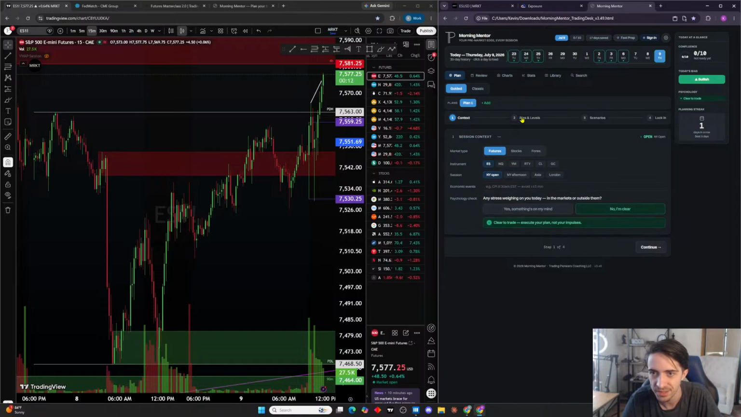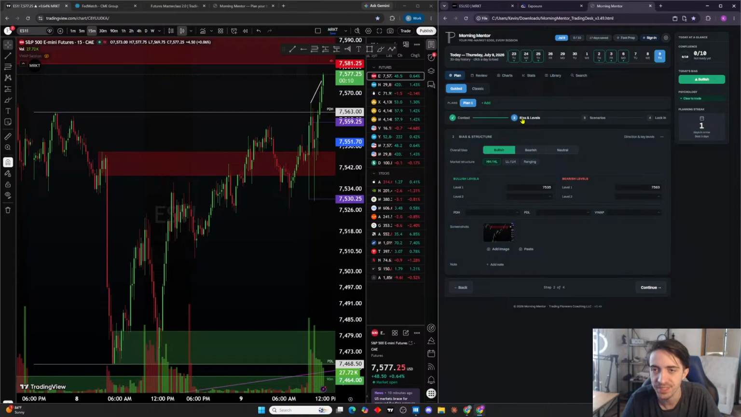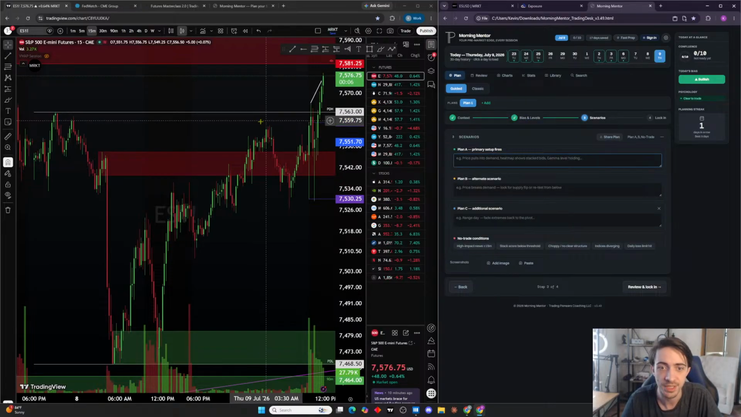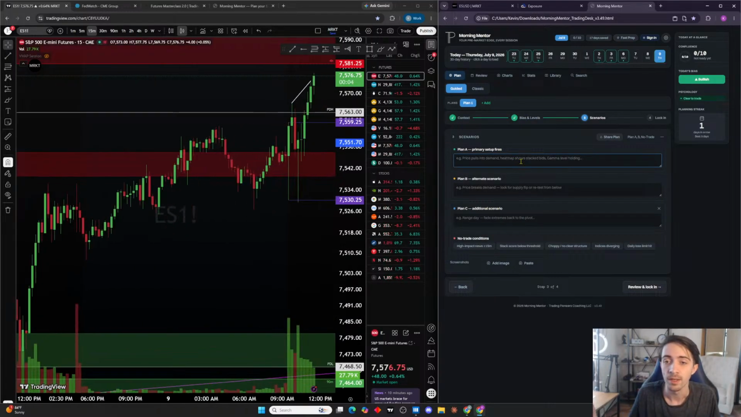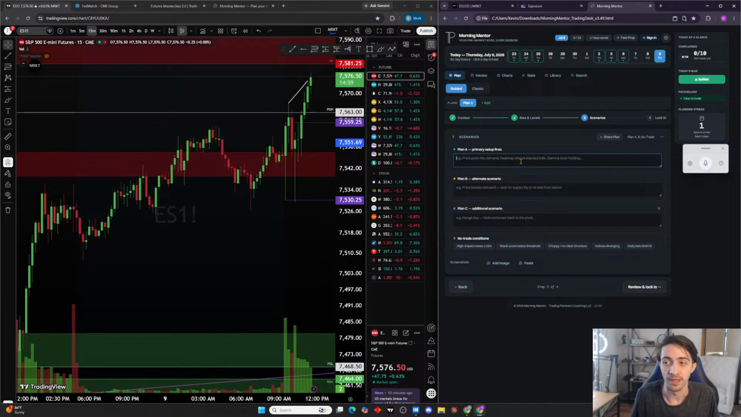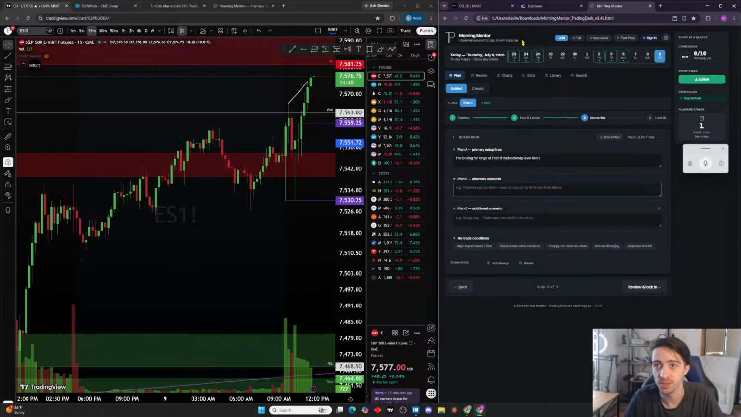Great, you did your context. You went over your bias and levels. Now you have your bias and levels you're looking for. Now you could go over your scenarios. Scenario 1. I'm looking for longs off 75.35 if the Bookmap level holds. Great, scenario 1. And again, with the screenshots, you could screenshot Bookmap and say, here's the Bookmap level I'm looking at. We have a screenshot spot in the scenarios tab.